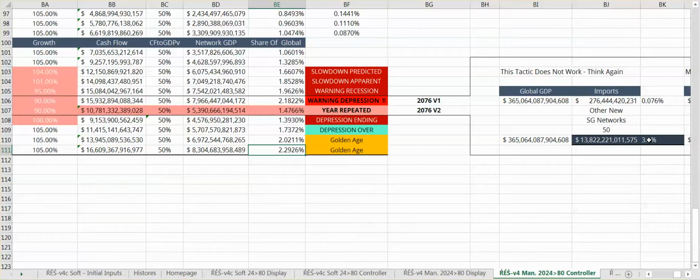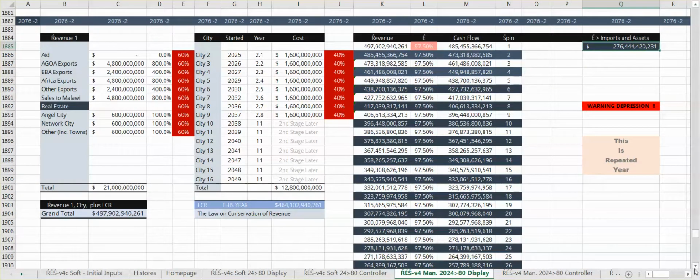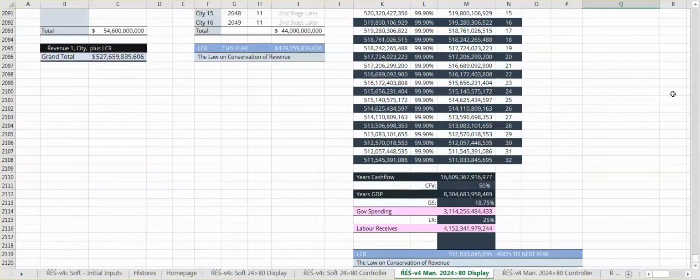BE111. We see Malawi ends with a 2.2 share of global GDP, a cash flow of 16.6 trillion. Let's just see that. Find that here. Having had the capacity to house all its citizens, mostly in mansions, and every other creature comfort that right now seems so far out of reach.